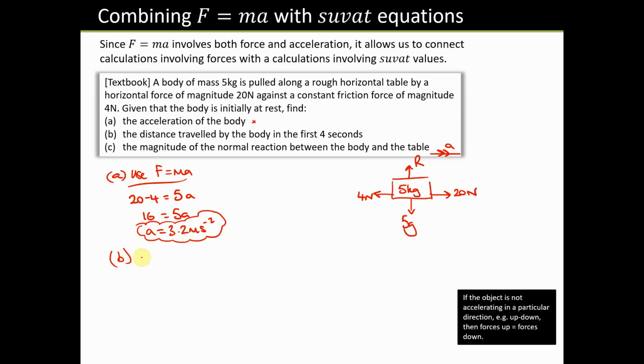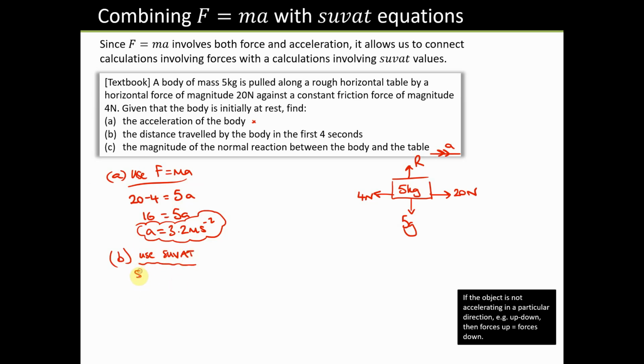Okay, then in the next part, we want to find the distance travelled by the body in the first 4 seconds. So because they've started to introduce time, and if they could also introduce initial or final velocities, that's what's pushing me towards thinking, well, that's not included in my F equals ma formula, that's included in SUVAT. So I'm thinking, well, I can use SUVAT now.